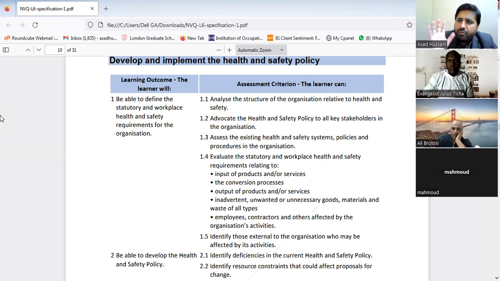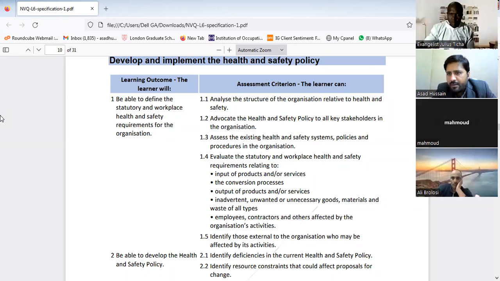Whatever you are using in your workplace, I only need evidence of that. I'm not pushing you to have local or international regulations. You just have to satisfy me on this assessment criterion that you are using some regulations for this purpose. Okay. Yes, teacher. And here also, do we have to provide the evidence? Yes, you have to provide evidence. Okay.